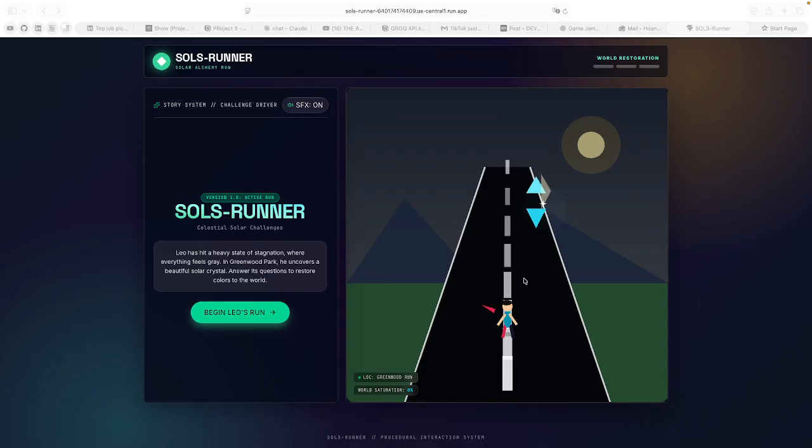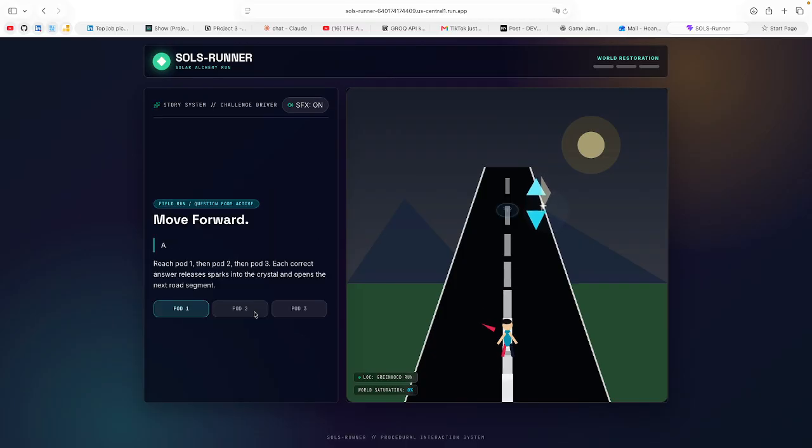So this is a simulation run for Sols Runner. I will begin the run. There will be 3 questions, and there will be an AI tutor powered by Gemini 2.5 to walk with us on this. Oh, and we also have the WASD control movement for the character, as well as the arrow keys that are compatible with this. So let's get to the first one.